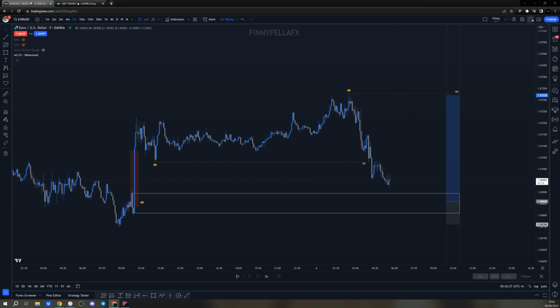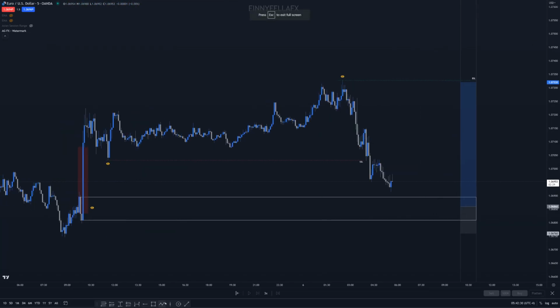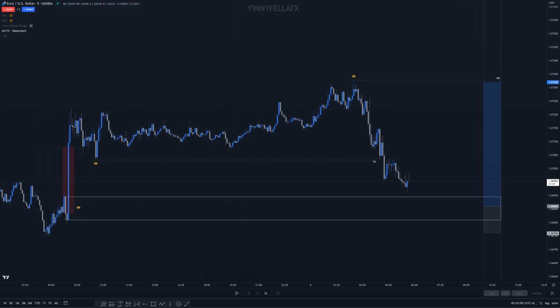So again, this is just the polar opposite of what you would see on the DXY. You want to see the market making its way down into here, filling up the imbalance, maybe start to see a push out of it, and then maybe look for an entry to take out this buy side liquidity that sits and rests up here. So I'll leave the chart like that, and you can pause it, take a screenshot of it, and see if you learn something from it.